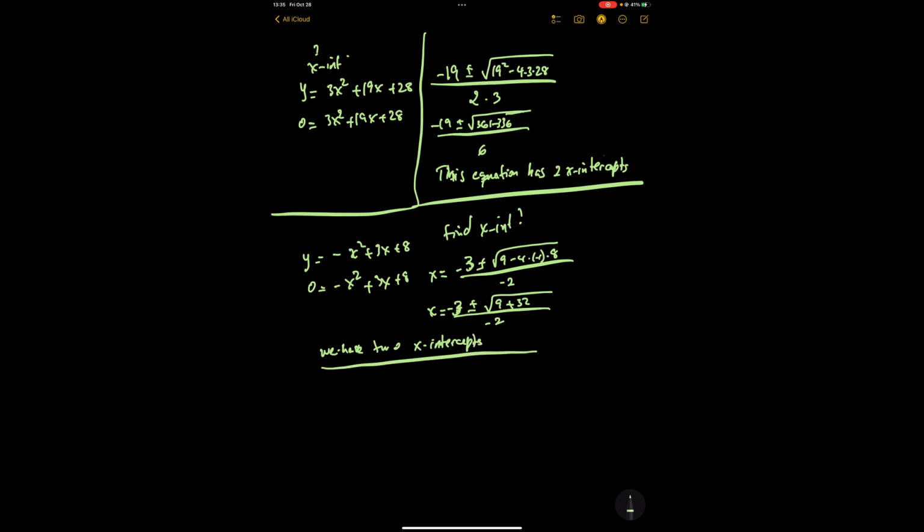And that's it. So guys, I'm going to stop it right here. Like I mentioned, I wasn't going to do everything, but just so you guys can see that by knowing this part, you can tell if it has 2 x-intercepts, 1 x-intercept, or no x-intercept whatsoever.